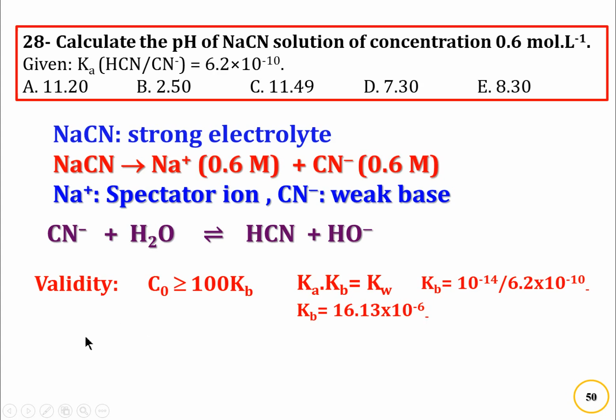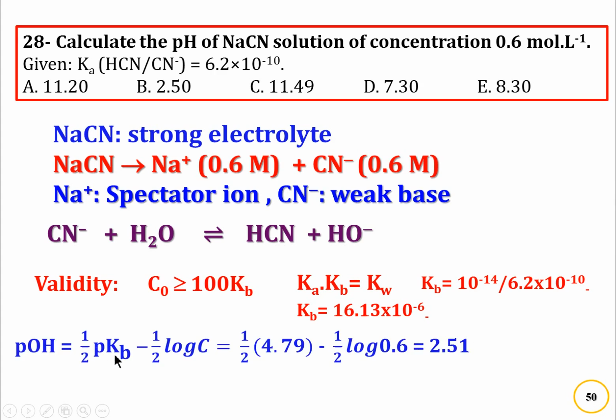So we apply the formula pOH equal half pKb plus pC0, or half pKb minus half log C, and we found the value 2.51. pOH plus pH equal pKw, so pH equal 14 minus 2.51, pH equal 11.49, and the correct answer is C.